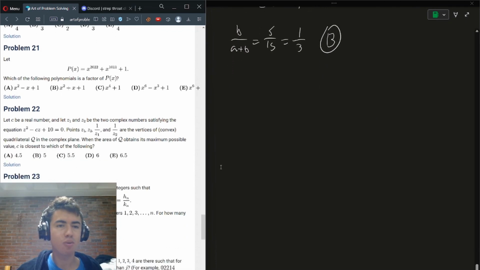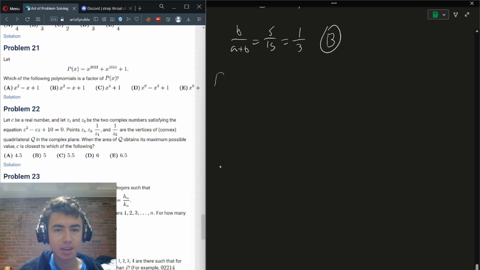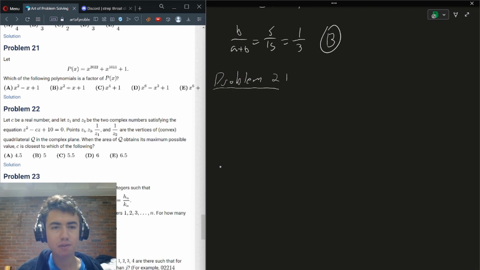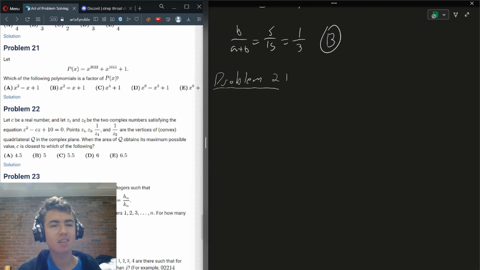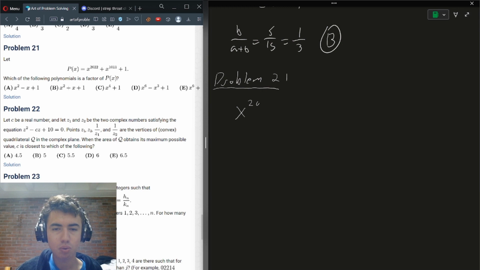We have this polynomial, x to the 22 plus x to the 11 plus 1, and we basically just want to find which of the answer choices is a factor of it. First off, whenever you see some random number, like 2022, like the year, sometimes it's good to abstract that away using a variable. So I'm going to rewrite this as x to the 2y plus x to the y plus 1, where of course y is equal to 2022.